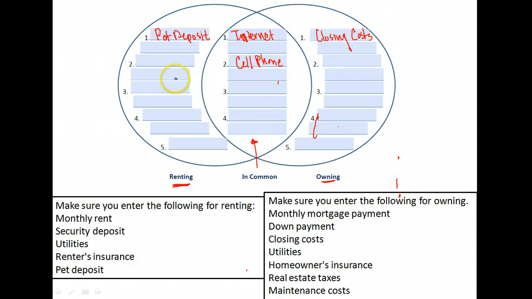Okay, so continue. Fill out at least 5 things for renting, at least 5 things for owning. They did provide a list of things they wanted to include that go with rent, and a list of things that you might include when you're owning a home. And then again, think of some things down the middle that are costs, expenses you have whether you're buying or renting.